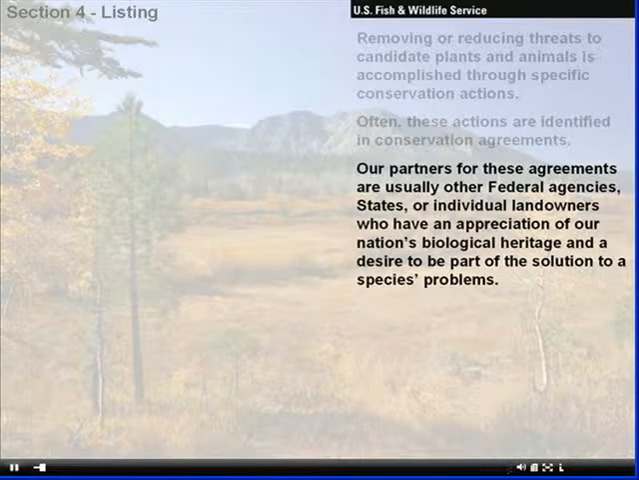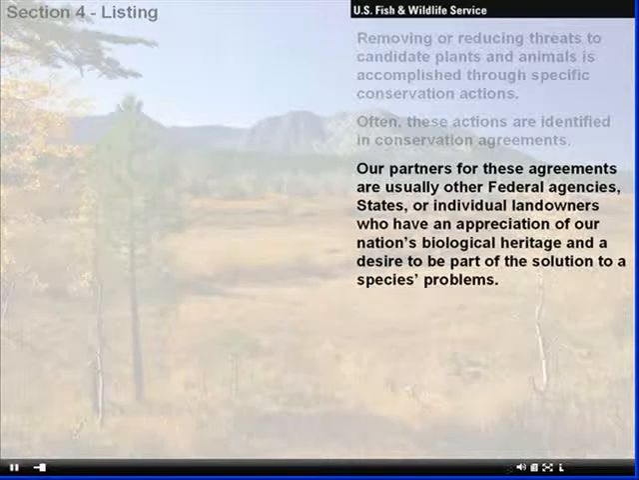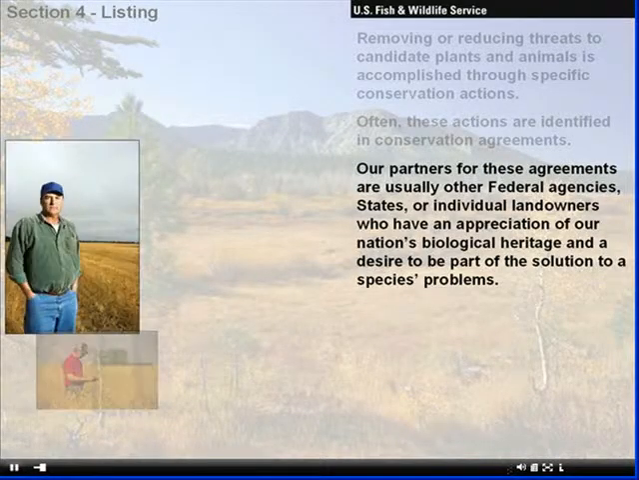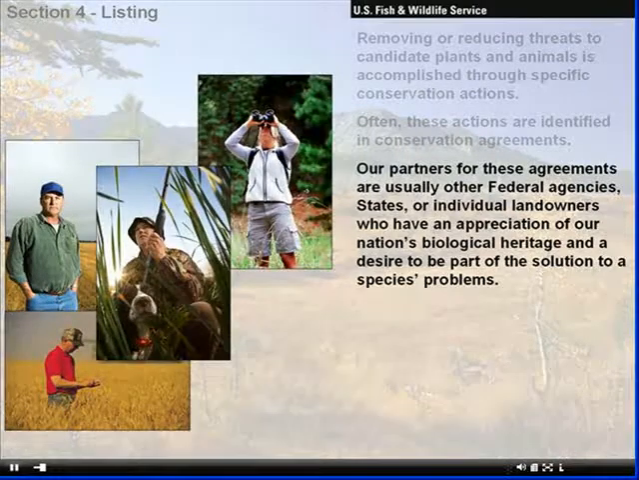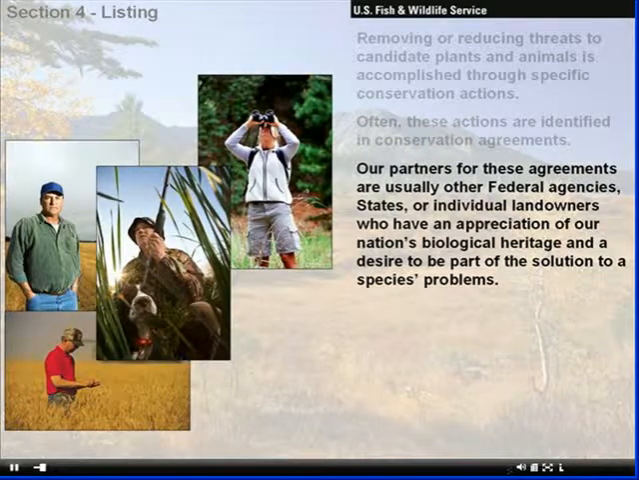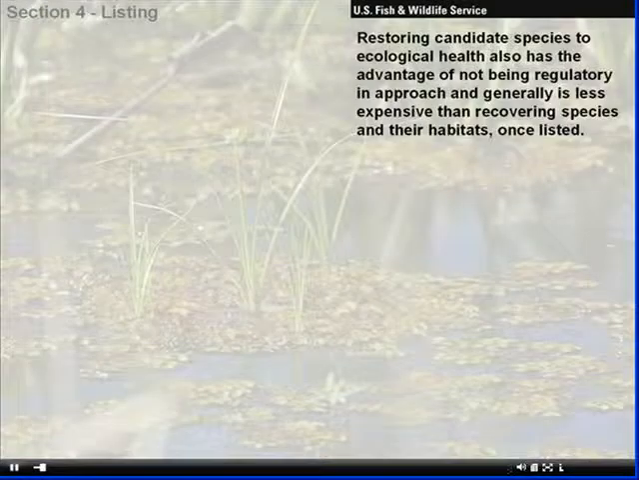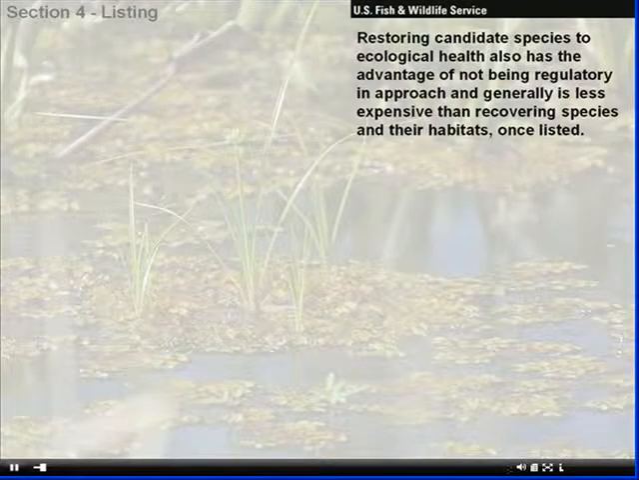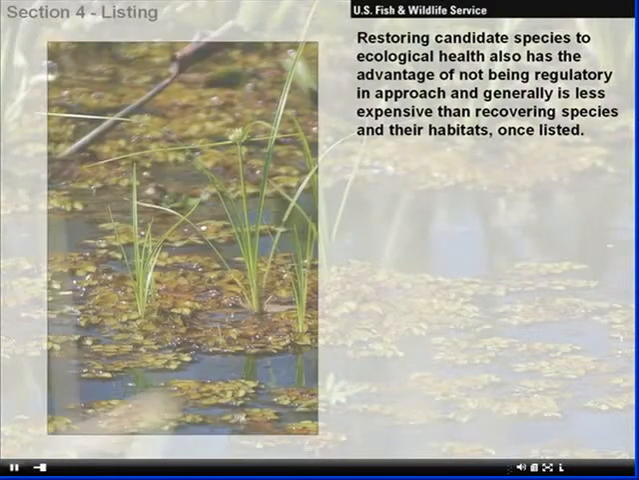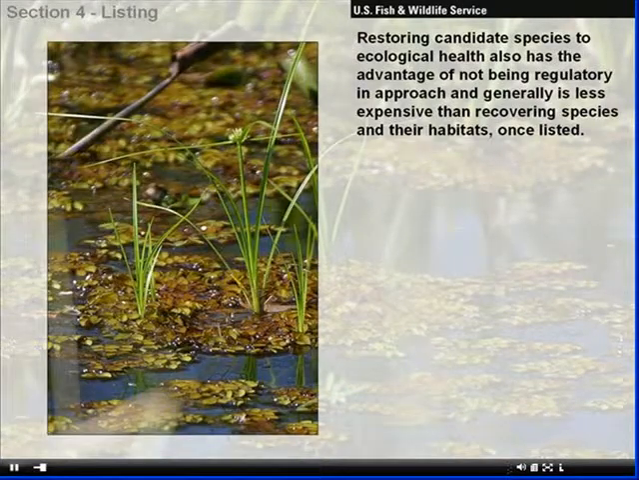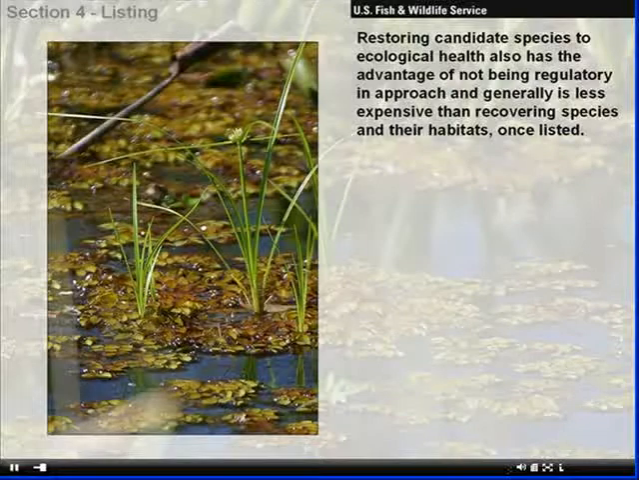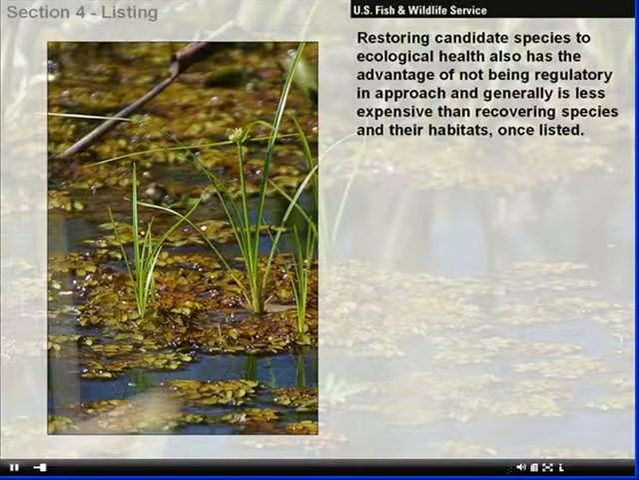Our partners for these agreements are usually other federal agencies, states, or individual landowners who have an appreciation of our nation's biological heritage and a desire to be part of the solution to a species' problems. Restoring candidate species to ecological health also has the advantage of not being regulatory in approach, and generally is less expensive than recovering species and their habitats once listed.